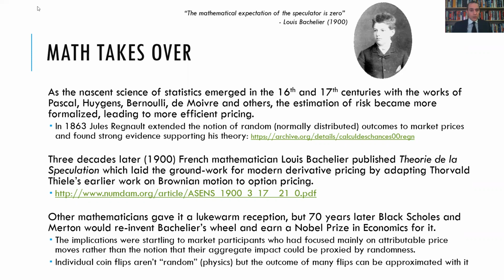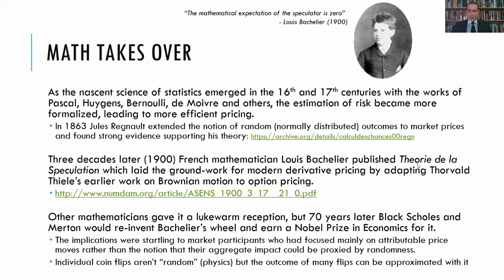In particular, one interesting breakthrough that underlays the pricing of modern derivatives came in 1863, where Jules Renault extended the notion of random and normally distributed outcomes to market prices and actually found relatively strong evidence supporting his theory. 3 decades later, in 1900, French mathematician Louis Berthollet published La théorie de la spéculation, which laid the groundwork for modern derivative pricing by effectively adopting Thorvald Thiel's earlier work on Brownian motion to option pricing.